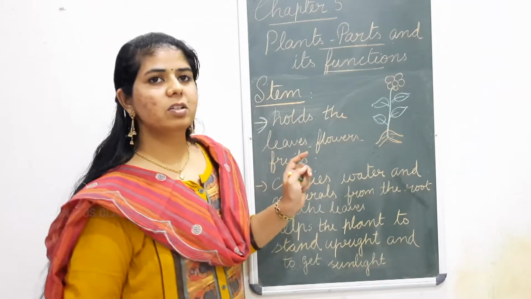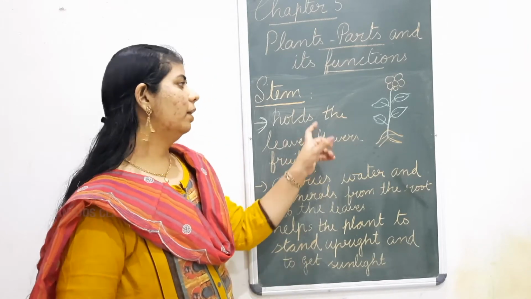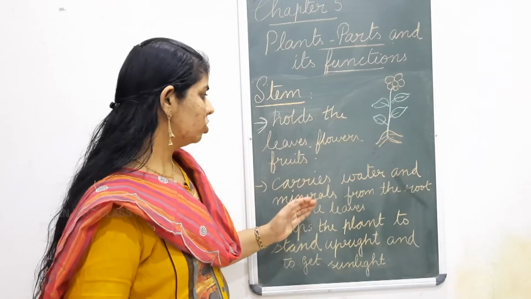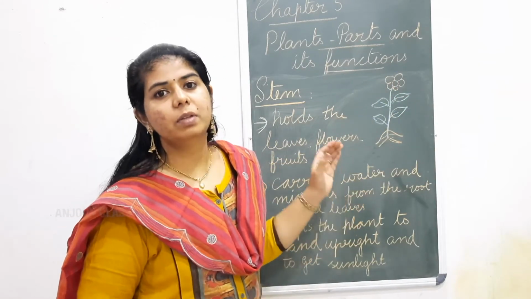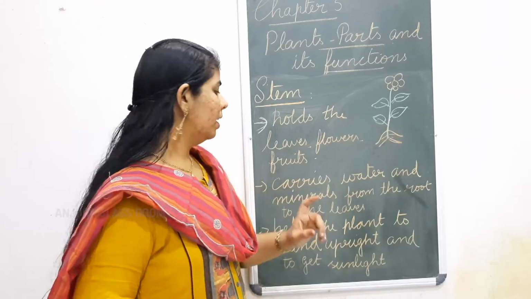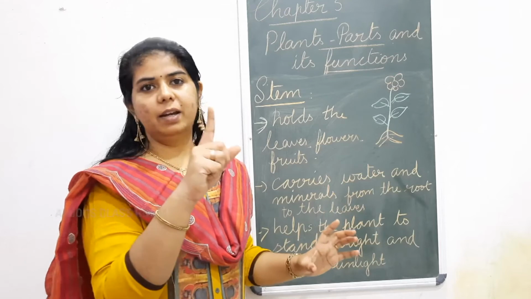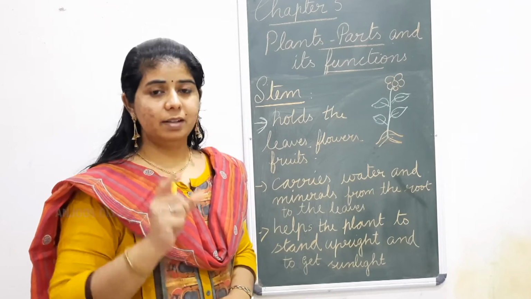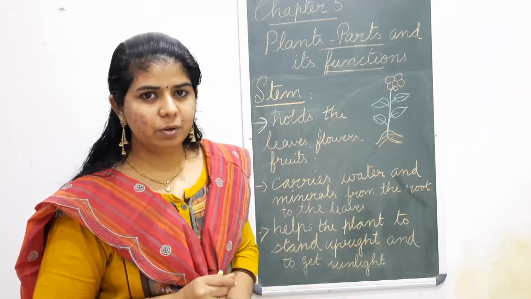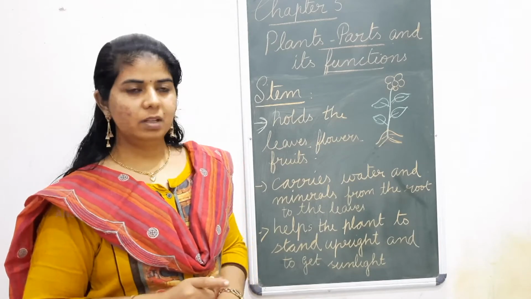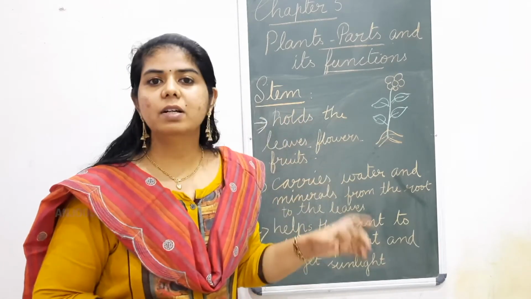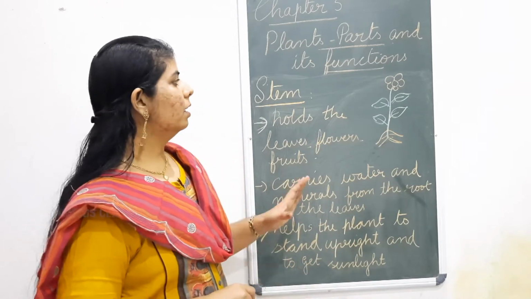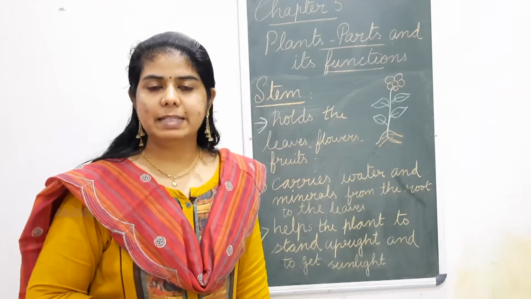So these are the three functions of the stem. The first one, it holds the leaves, flowers and buds. Second function, it carries water and minerals from the roots to the leaves. Then the third one, it helps the plant to stand in upright position and also helps to get the sunlight. That is another main thing the plants need for growing, that is the sunlight. Understood? So these are the functions of the stem. You can note these down and keep them in your rough notebook. Is it clear?